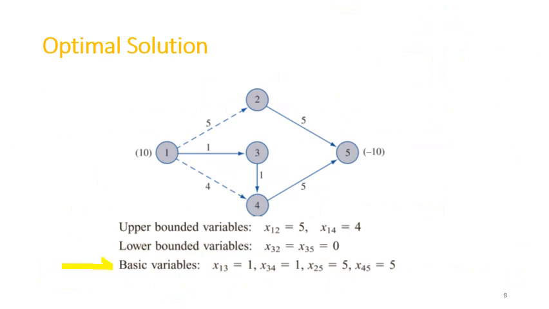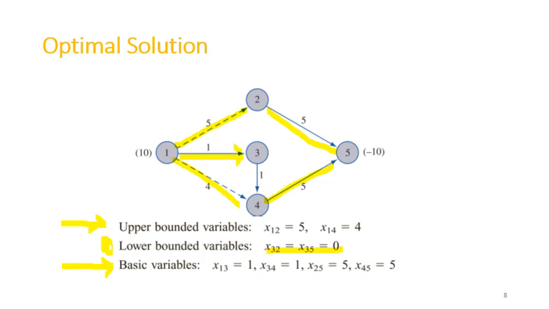We have the basic variables, which are all arcs drawn with the solid arcs here. So x13, x34, x25, and then x45. Okay. And then we also have non-basic at the upper bound. So x12 with the dashed arc, and then x14 also with the dashed arc. And then we have the non-basic variables at lower bound, which means that x32 and x35 equal 0. That's why you see nothing in the drawing.